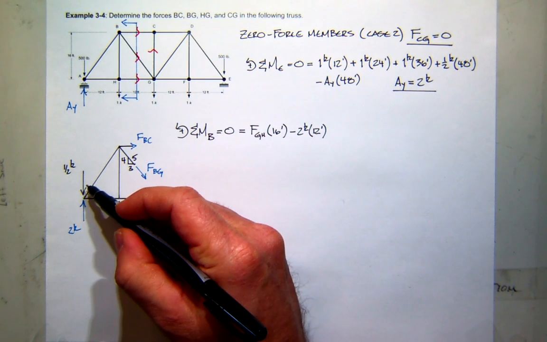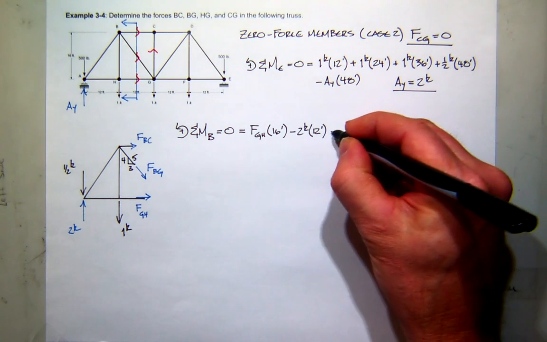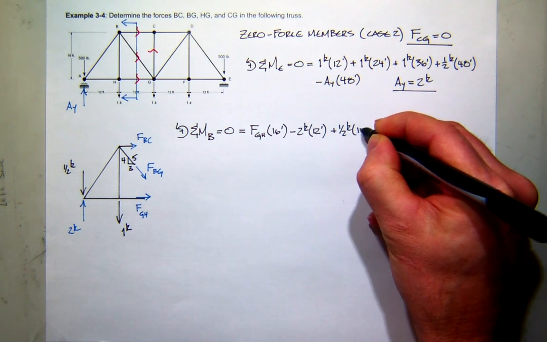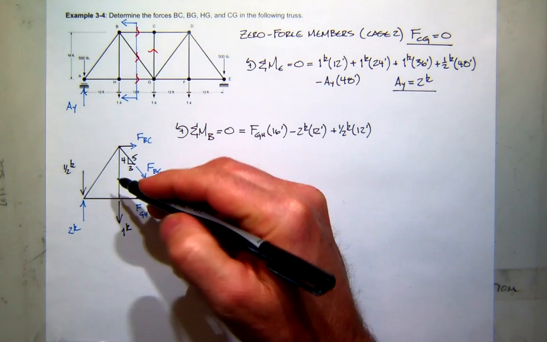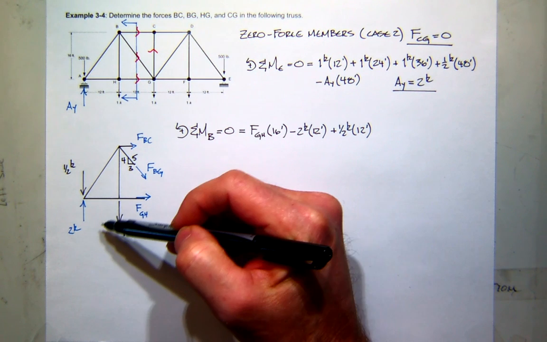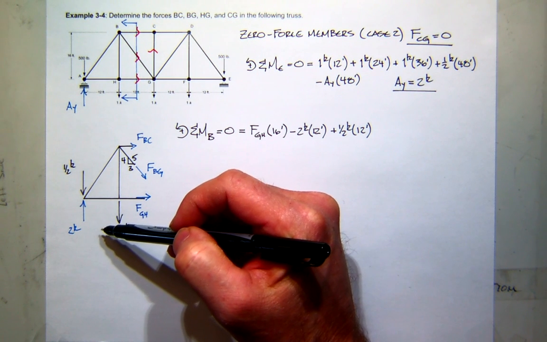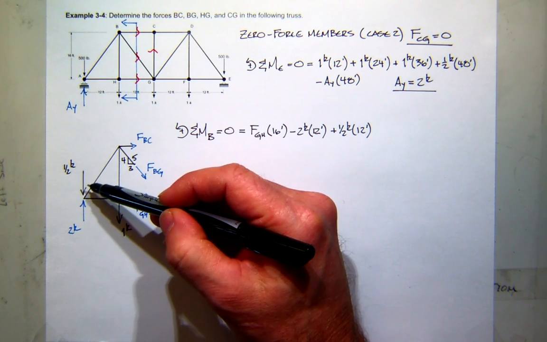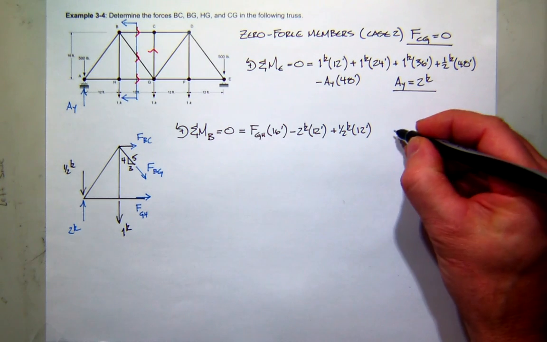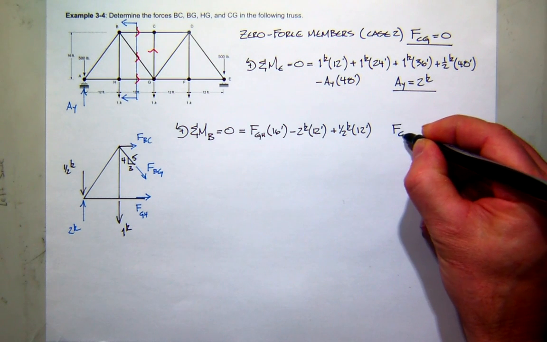And then the 1/2 kip force creates positive moment, also with the moment arm of 12. Now, if you wanted to, you could just add these 2 together and get a resultant force here if you wanted to save yourself a little time. So it'd really be 1.5 up. You get the same effect. So with that, we should be able to solve for the force in GH.